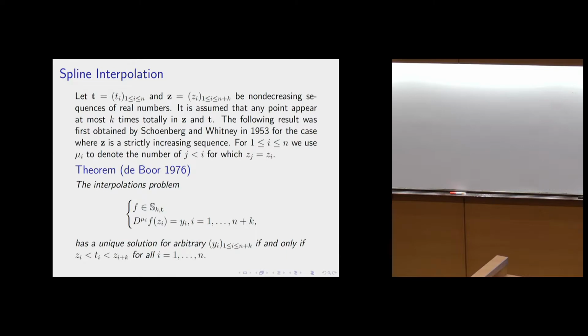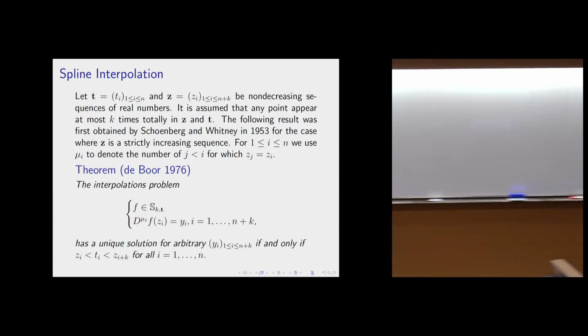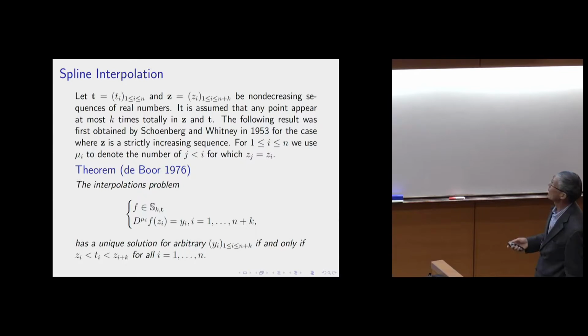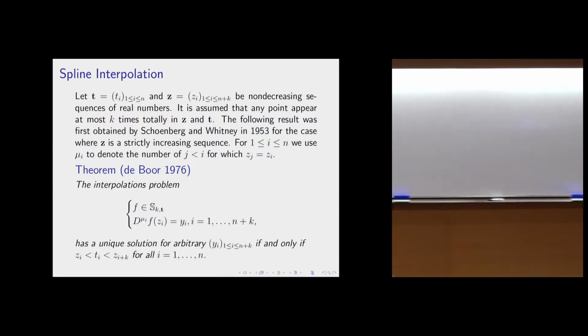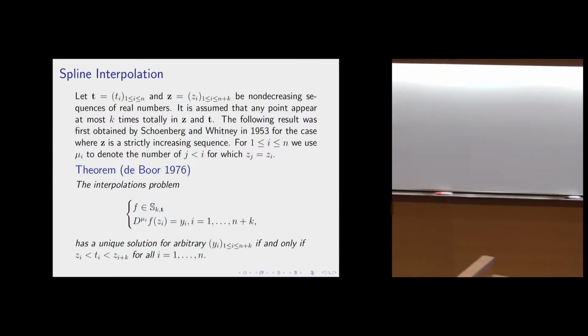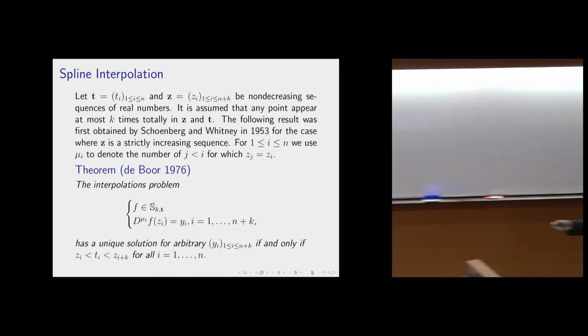I thought that the i-th interpolation point is between t_i and t_{i+k}, not... It should be the other way, z_i between t_i and t_{i+k}. Yes, thank you. So yes, this was a mistake. This should be z_i, this should be t_i, this should be t_{i+k}. Thank you.